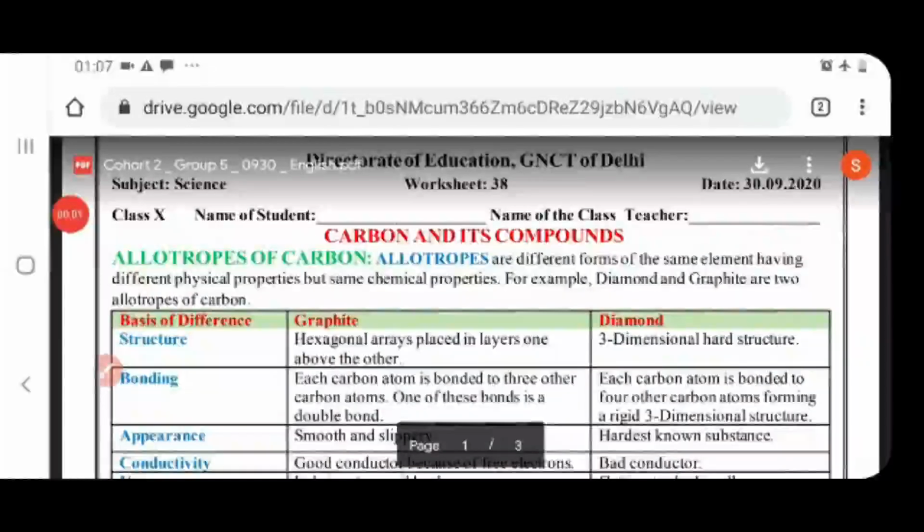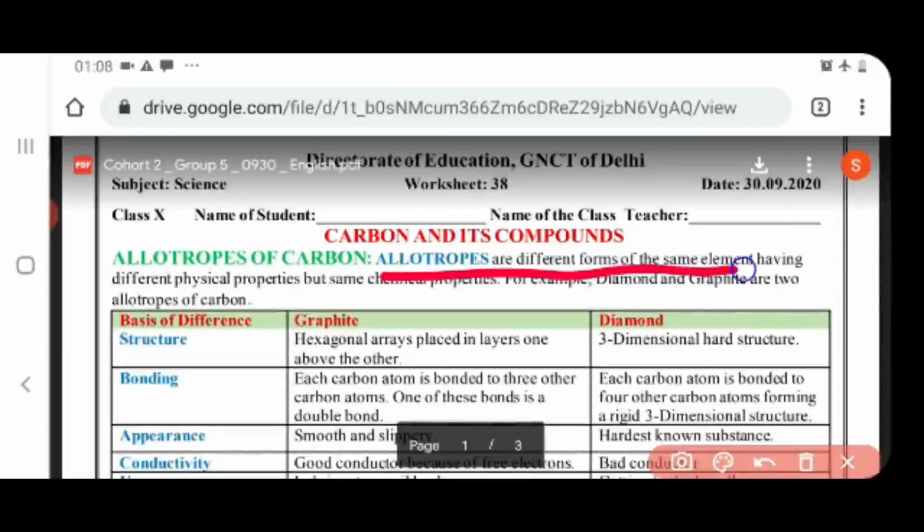Good morning, children. Today we will be doing worksheet number 38. Chapter is carbon and its compounds. The topic will be allotropes of carbon. Allotropes are different forms of the same element having different physical properties but same chemical properties. For example, diamond and graphite are two allotropes of carbon.